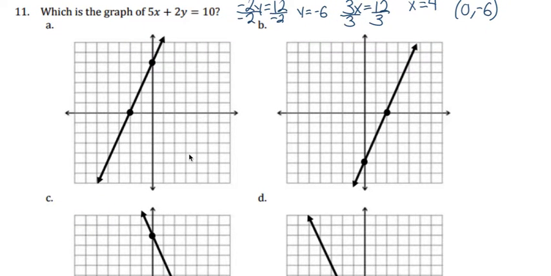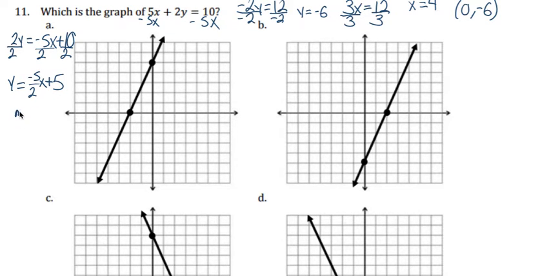Number 11. Which of the following is the graph of 5x plus 2y equals 10? What we need to do here is get y by itself. First, we're going to subtract 5x on both sides, and we'll have 2y equals negative 5x plus 10. And then we're going to divide everything by 2. We're going to be left with y equals negative 5 over 2x plus 5.